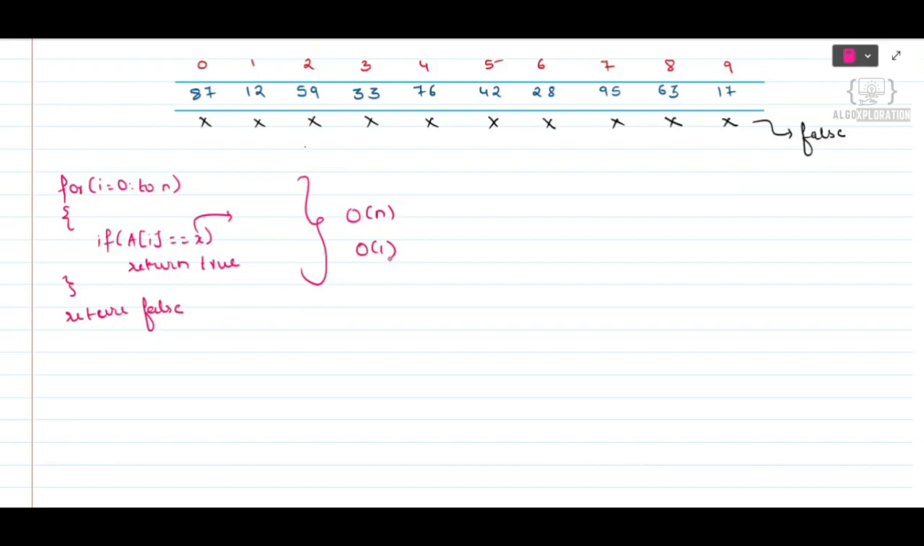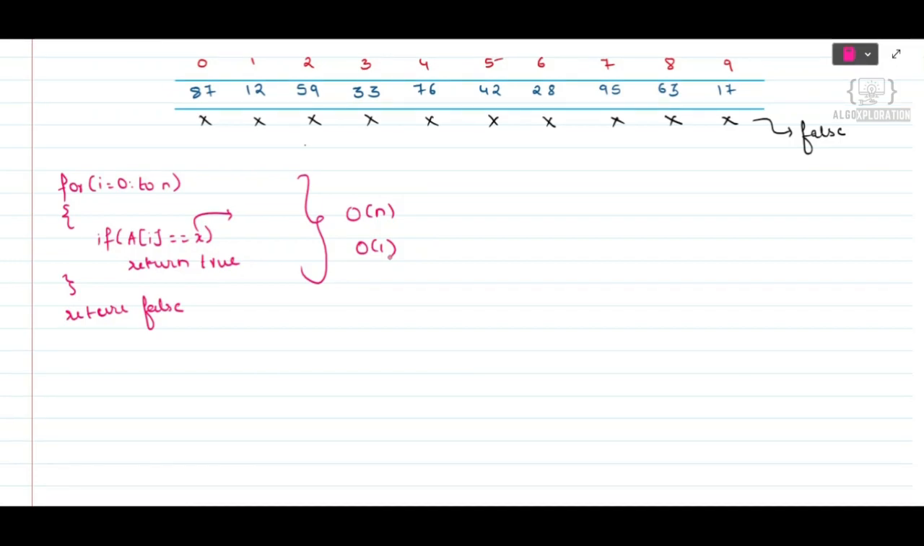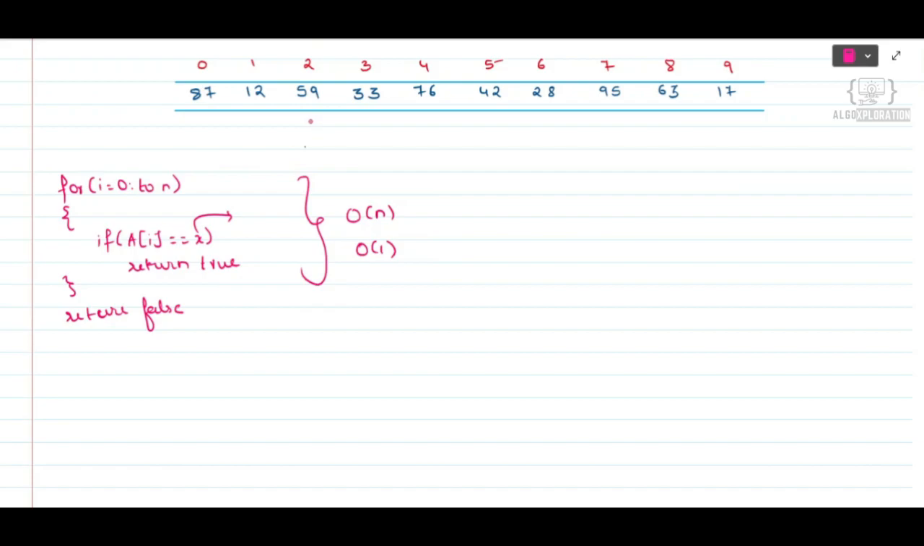Now here is a constraint: they don't want you to find whether the element is present in the list or not. They want you to return its index if the element is present. That is, if 59 is present in the list, then it should return 2. If 17 is present in the list, then it should return 9. And if the element is not present in the list, then it should return -1.